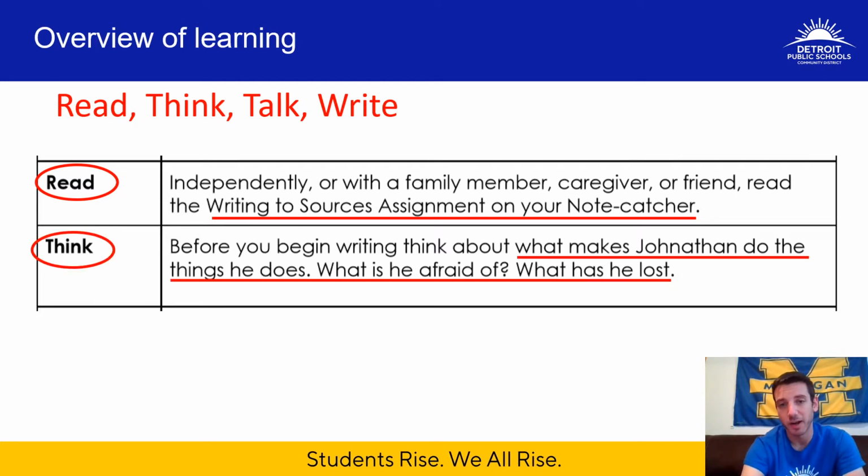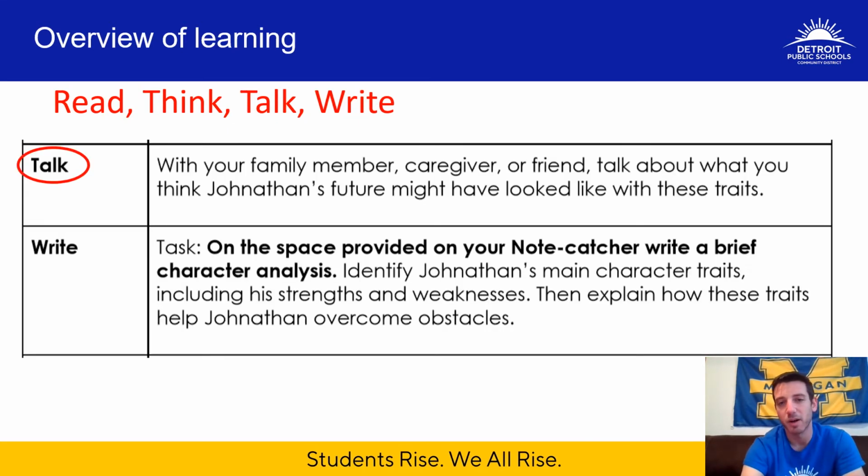For the think part, you're actually going to think about this question. What makes Jonathan do the things he does? What is he afraid of? What has he lost? You're basically going to tap into Jonathan's motivations and really consider what drives him to do what he does. Now for the talk part today, you're going to talk with someone about what you think Jonathan's future might have looked like with these traits. So if he continued to live his life the way that he is living in this text, which we could assume he is, what do you think the rest of his life will look like?